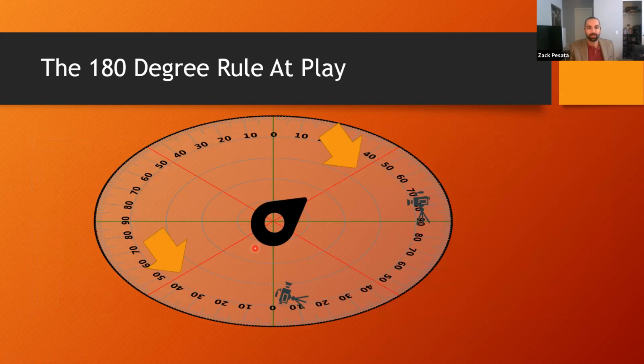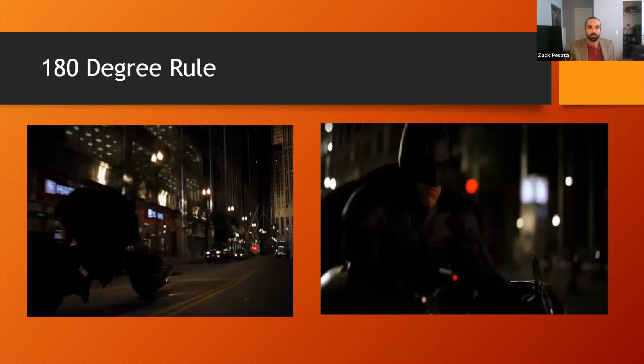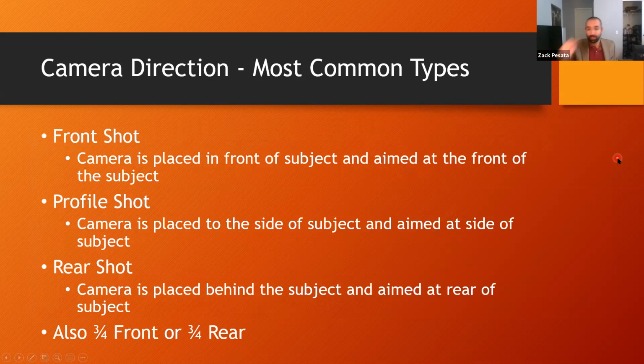Yes, we'll come back to the 180-degree rule. This is more important. When I'm asking you for camera position, it can also be referred to as camera direction, but for us, we're just going to go with position. So literally placing the camera in relation to the subject, you'll have a front shot, profile shot, or rear shot. And then each one of these has 3/4 variants. So you can have a 3/4 frontal shot or a 3/4 rear shot. You can also have 3/4 profile shots, which we'll kind of see.